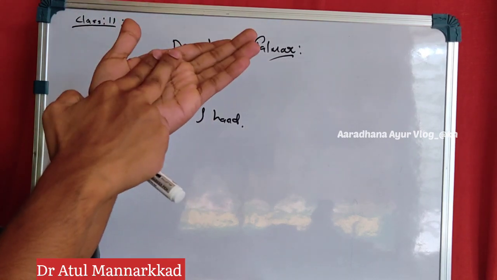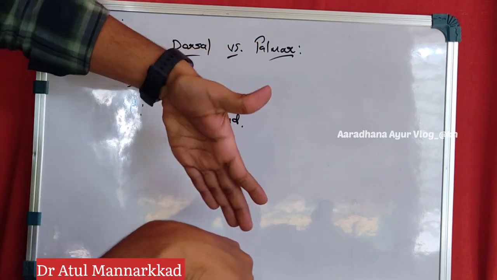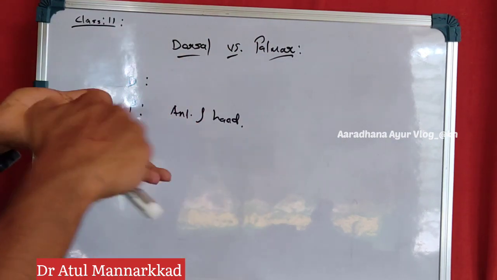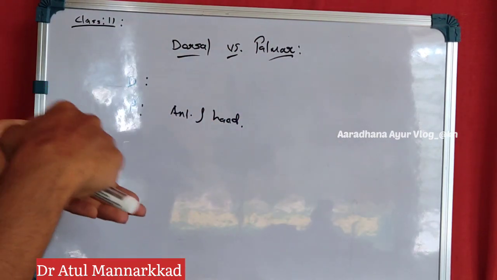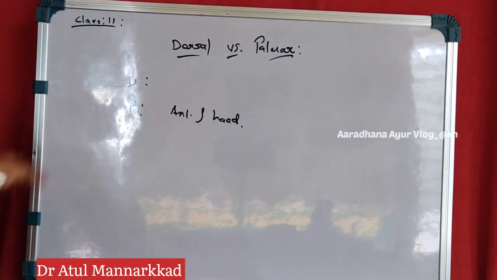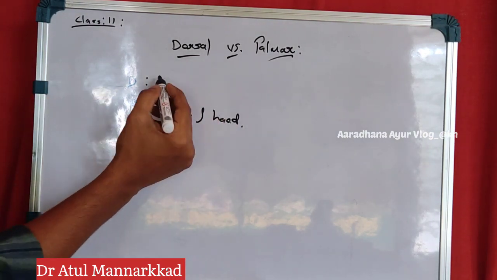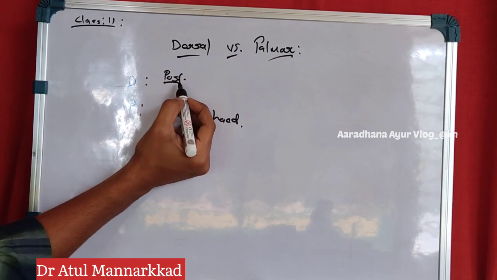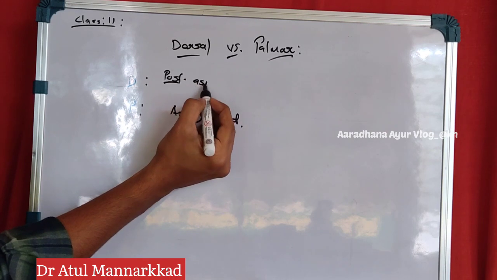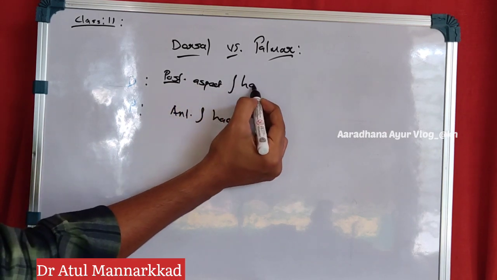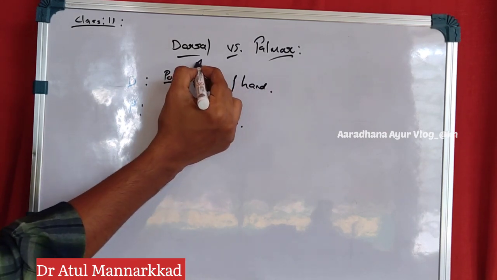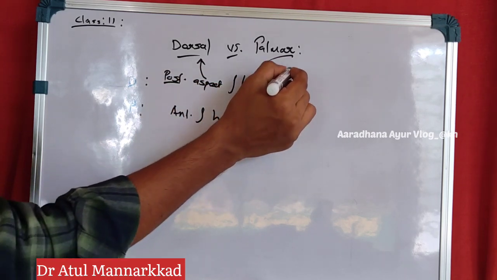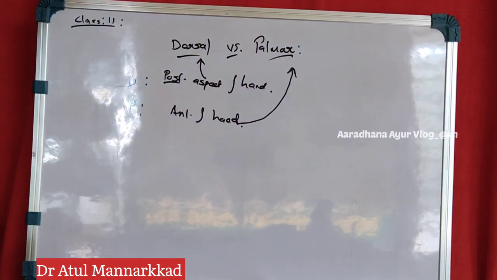So anterior aspect, you know the anatomical position, you will be standing like this. If you are standing, your hand palm will be anteriorly faced. So that anterior portion of the hand we call the palmar surface, and the back, that is the posterior. As I had told, what is posterior? Back side. So the back side of the hand, the posterior aspect of the hand, we call dorsal. The anterior aspect of the hand we call palmar. So that was dorsal and palmar.